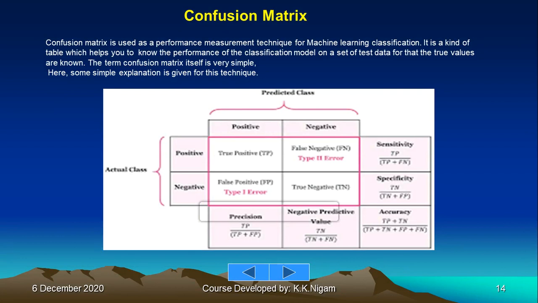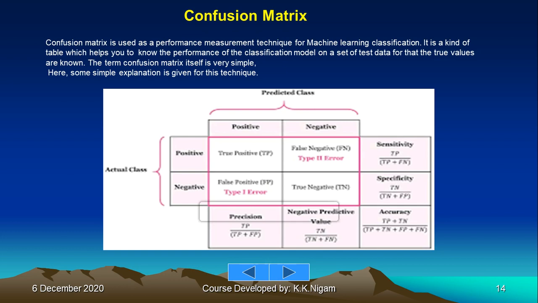It's a kind of table which helps you to know the performance of the classification model on a set of test data for which the true values are known. The term confusion matrix itself is very simple. Here, some simple explanation is given for the technique. So you can see that whatever we have discussed in the previous slide, the same is further explained.